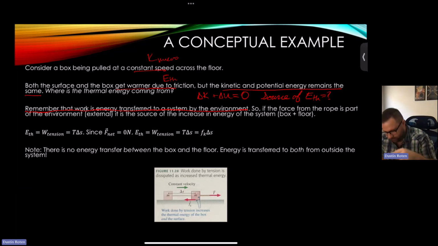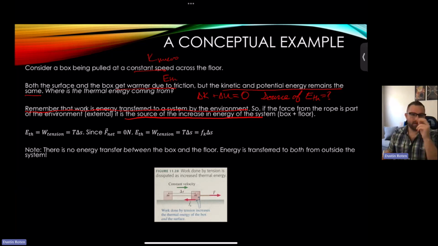So the force from the rope is part of the environment, right? We're pulling this box across the floor with a rope or, you know, whatever string. There's a picture down here at the bottom if you'd like to see it. So the source of this push or pull is actually adding energy into the system. Okay. So if the force from the rope is part of the environment, external, it is the source of the increase of the energy of the system.